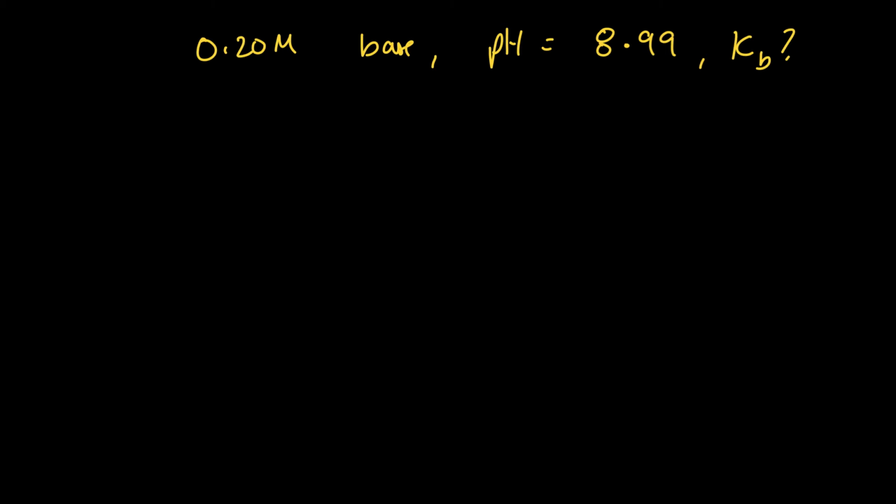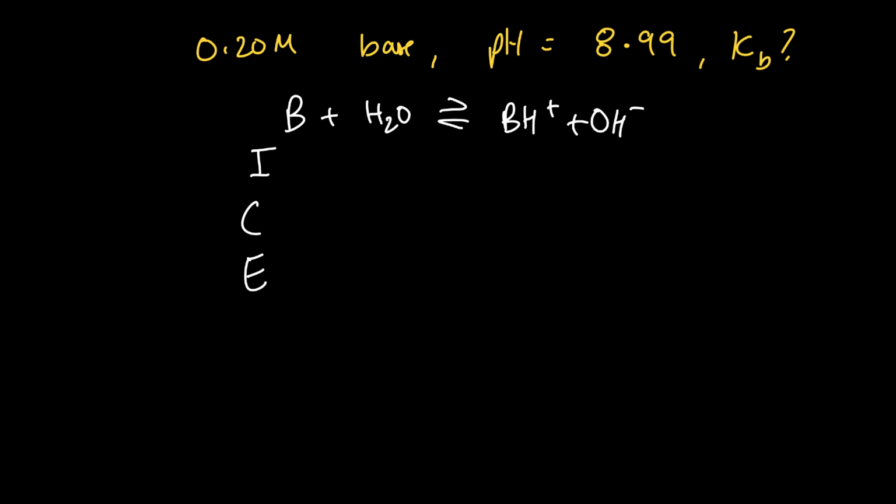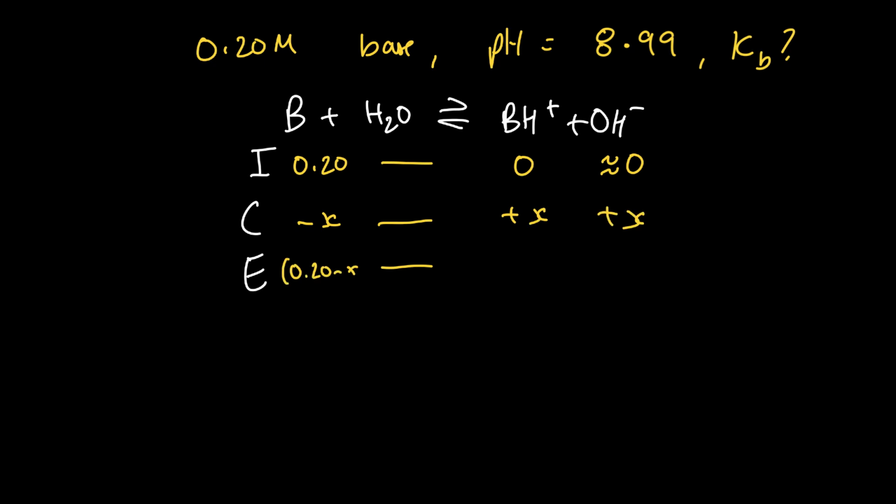All right, let's write the reaction. The base reacts with water and is protonated, so it forms BH+ plus OH minus. In our ICE chart, we write I, C, E for initial, change, equilibrium. Initially, our concentration of base is 0.2 molar. Water is a pure liquid, so we ignore it. We don't have any of this, and the 10 to the minus 7 is so small we can ignore it. The reaction proceeds minus X, plus X, plus X. So at equilibrium, it is 0.2 minus X, X, and approximately X.